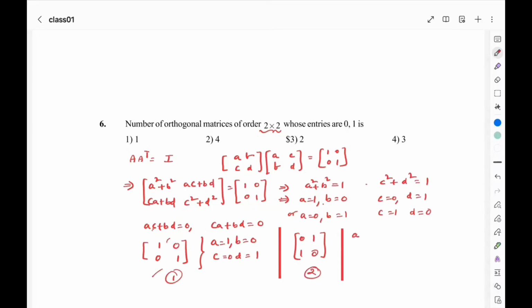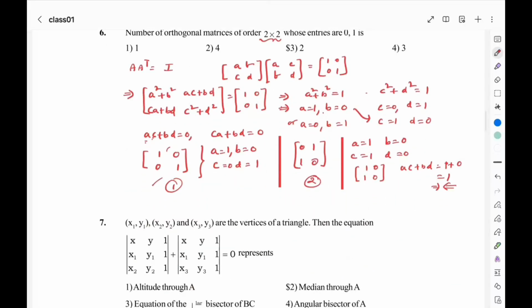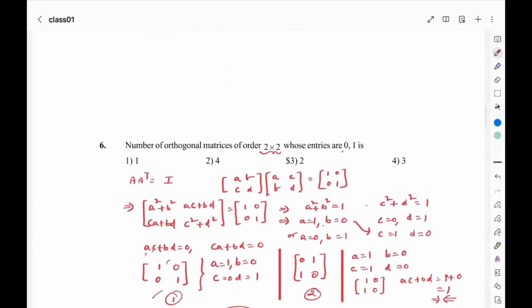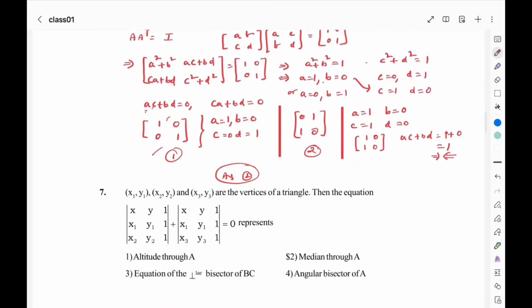Now another possibility, A1 B0, C1 D0. But if you construct this matrix, AC plus BD gives you 1 plus 0, which is a contradiction. We have to get AC plus BD also 0. So the final answer is there are two such matrices. There are only two matrices with 0, 1 as entries which are orthogonal.